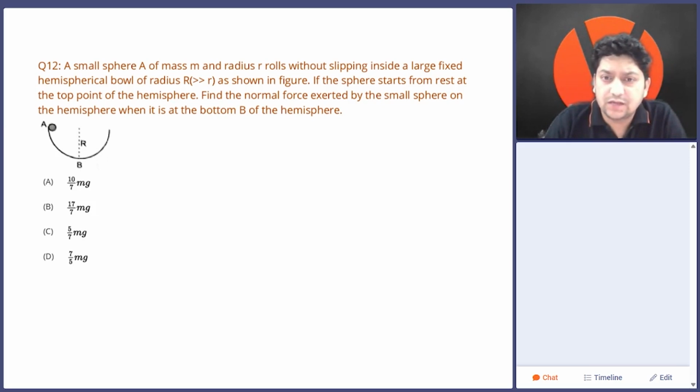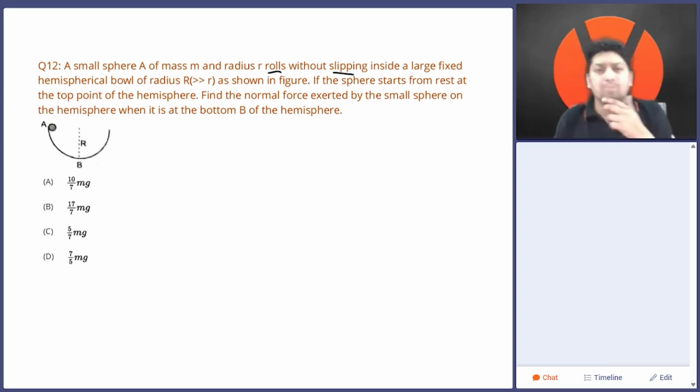The normal force exerted by the small sphere on the hemisphere when it is at bottom B of the hemisphere. Okay, right, no problem. As we can see over here, a small sphere A of mass m and radius r rolls without slipping. See, rolling is taking place without slipping, right? And we need to figure out the normal force.